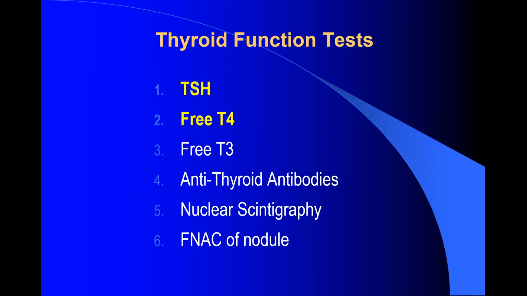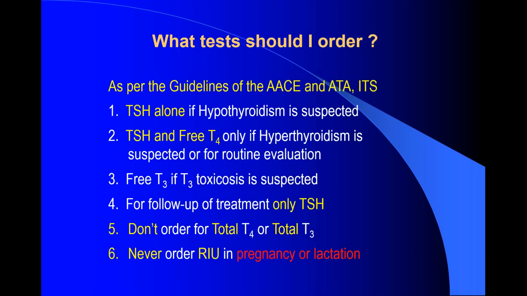Coming on to thyroid function tests, what are the tests that will measure the function of the thyroid? Importantly, the first thing to be done is TSH, then free T4. Total T3 and T4 are not usually measured. Free T4, then if required free T3, then tests for antibodies, and for differentiating the causes of hyperthyroidism, you might need nuclear scintigraphy, in which radioisotopes are used, and then if a nodule is there, sometimes you need to do FNAC of the nodule.